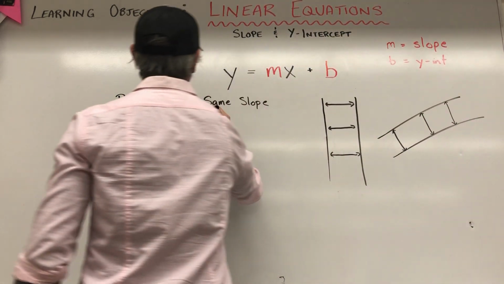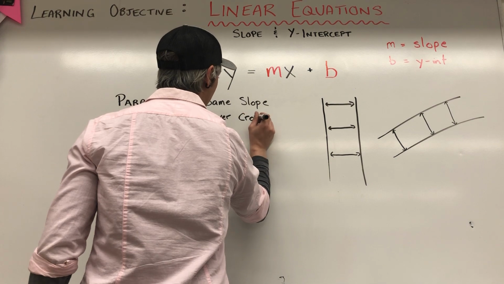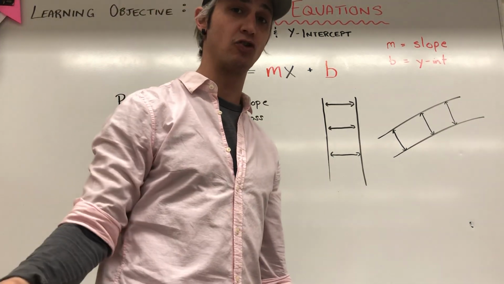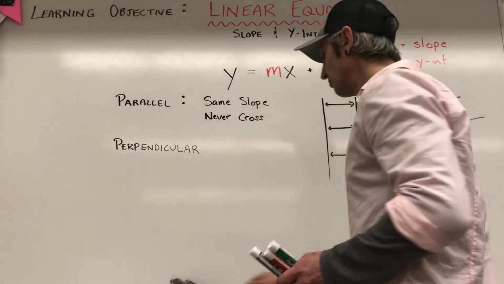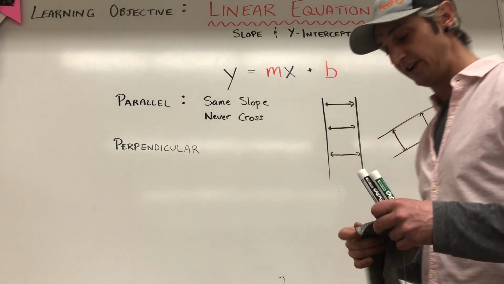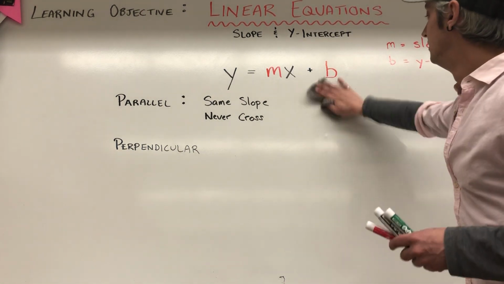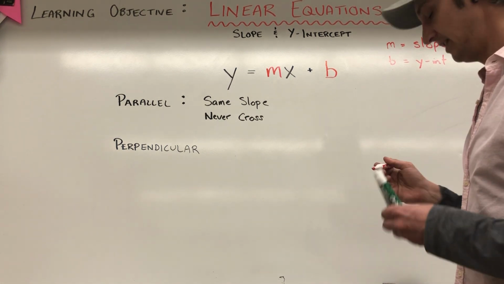And because of that, they will never cross. Parallel lines will never, ever cross. Train tracks never cross, and they are the best example of parallel lines. They always remain the same distance apart, because if they didn't, we would have derailments all the time. Okay? Parallel lines will never cross.